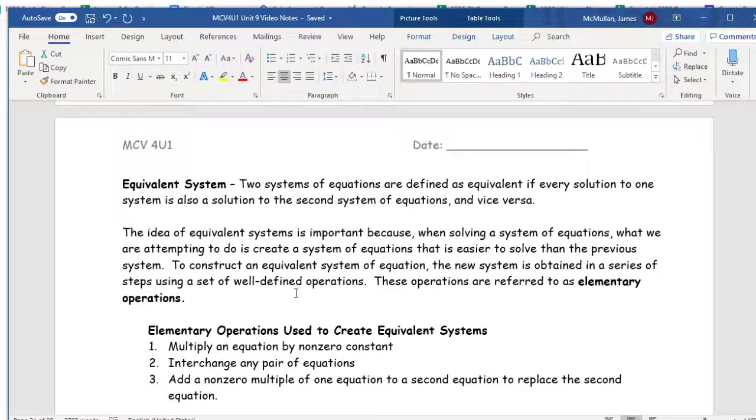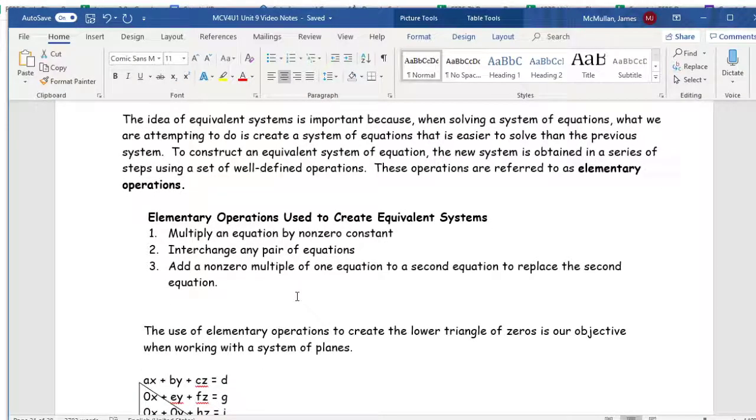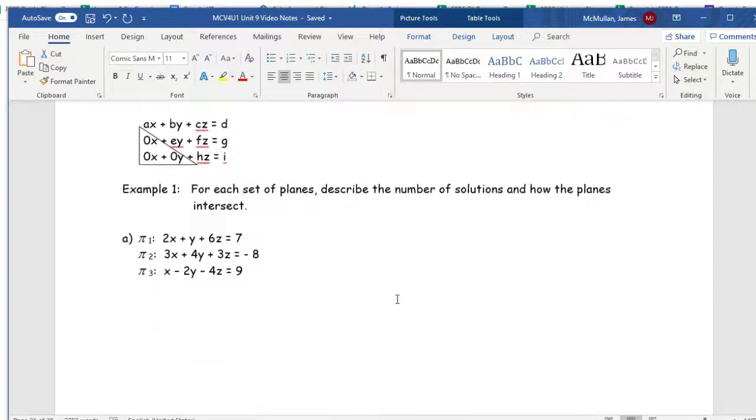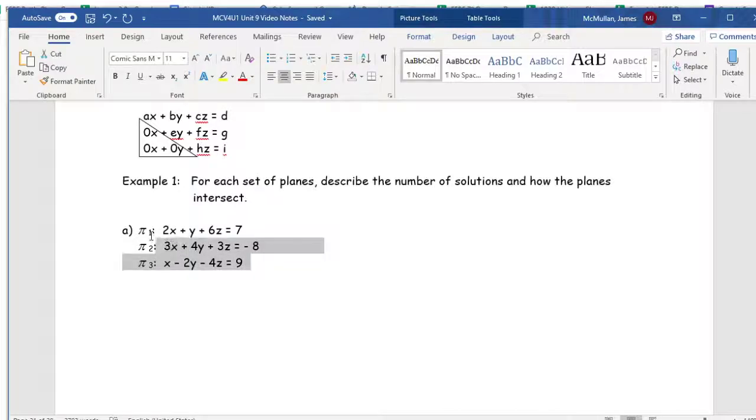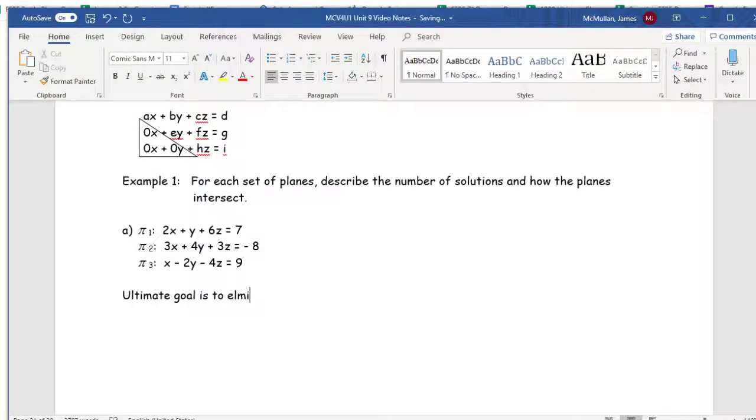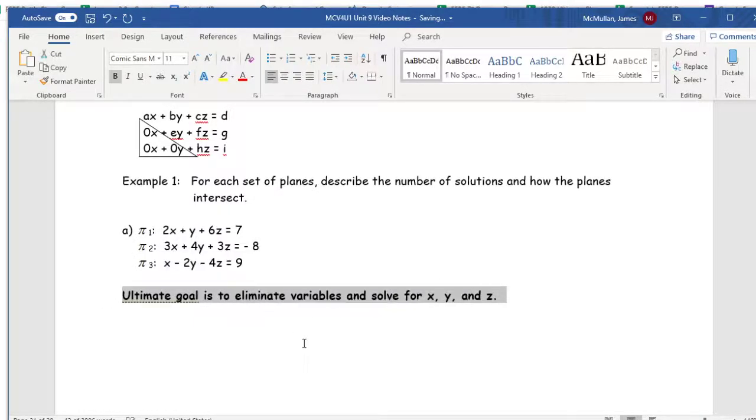Okay, so how do you solve these things? Ultimately, what you are trying to do is look at these three equations and reduce it down to some solution. So your ultimate goal is to eliminate variables and solve for x, y, and z. That's what you're ultimately trying to do. And you already know how to do this, you just may not have done it with 3 before.